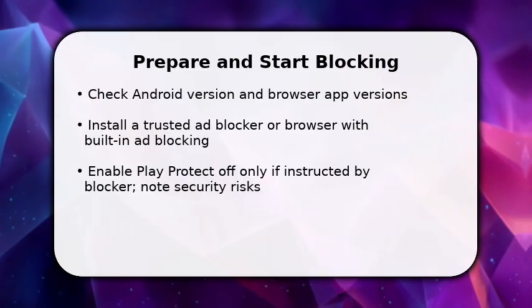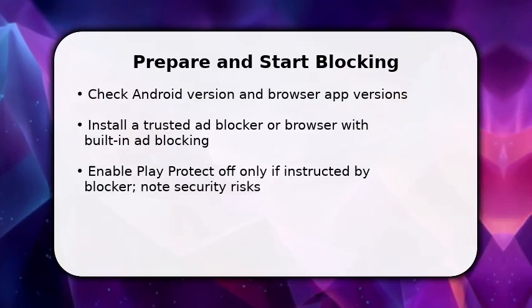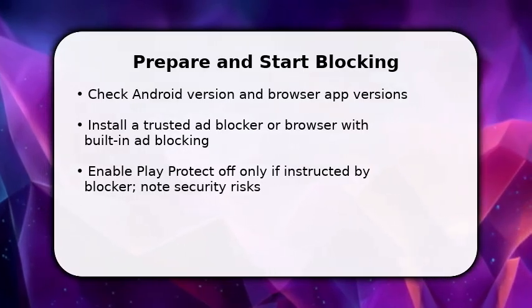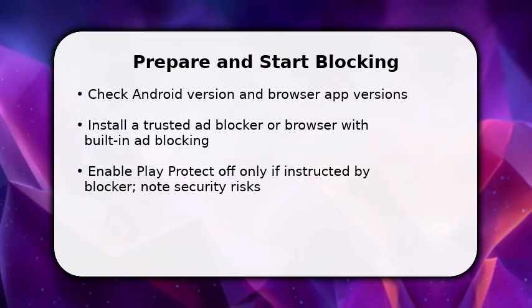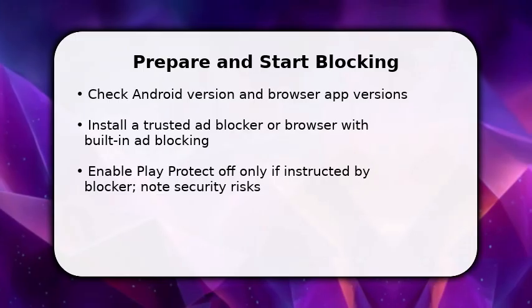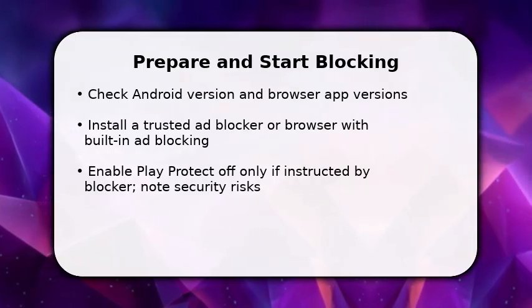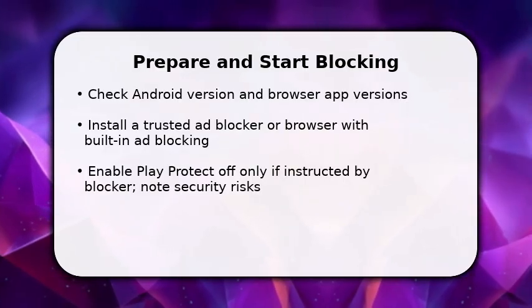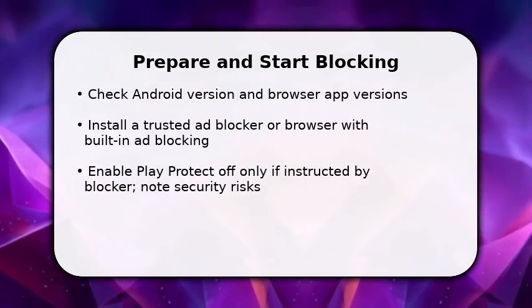You begin by confirming your Android version and the apps that show video ads, because blockers rely on system compatibility. Install a reputable ad blocker or an ad blocking browser from Play Store and grant only the permissions it needs. Once done, open the blocker and run the initial setup. Allow VPN-based filtering if prompted so it can filter video streams, and make sure battery optimization is disabled for the blocker so it runs reliably in background.